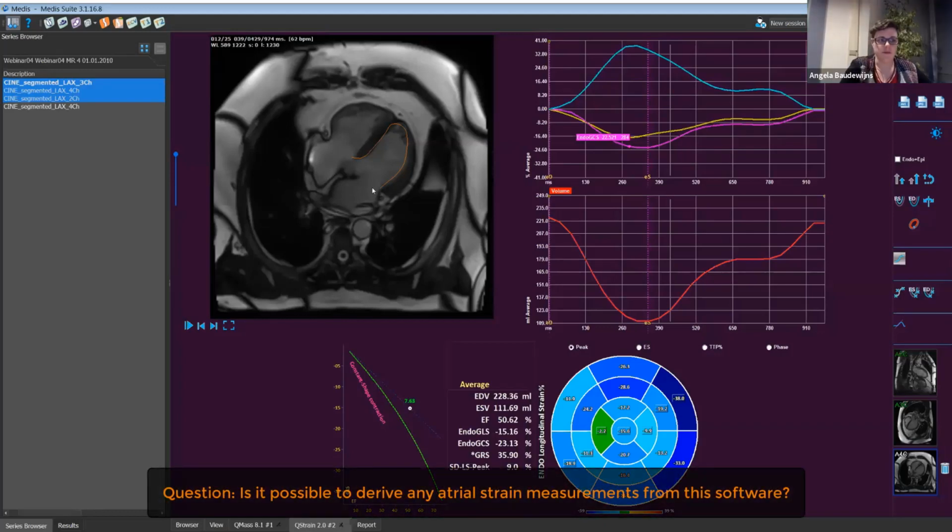So there is a question. Is it possible to derive any atrial strain measurements from this software? Atrial strain? Yes, you can get atrial strain. It's in principle the same.